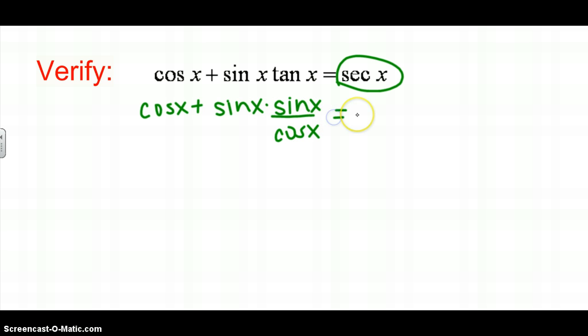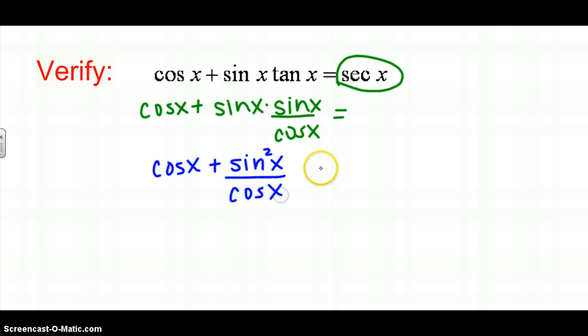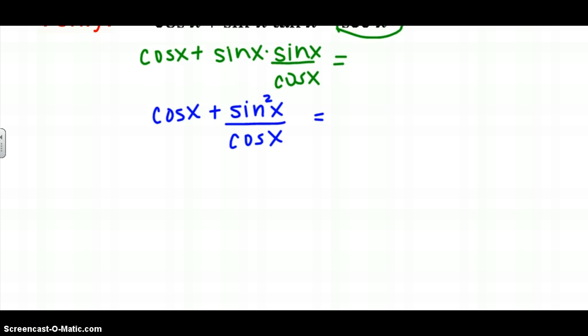Just to save some writing, I'm just going to put the equal sign. We know that the secant of x is being carried down the whole time. Alright, so now I'm at cosine of x plus sine squared over cosine. Well, that hasn't really gotten me very far. It's not very simple.